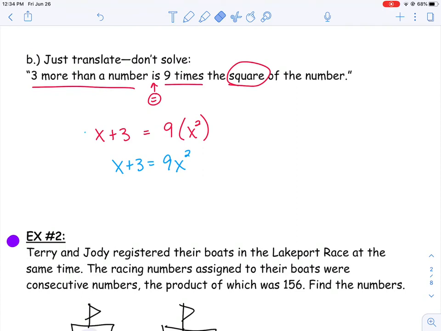At this point, I could move everything to the same side and factor it if I wanted to solve it. But remember, this one is just asking us to translate it and take these words and put them into a mathematical equation. All right, keep practicing on those because we're going to get a little more challenging here in a second.